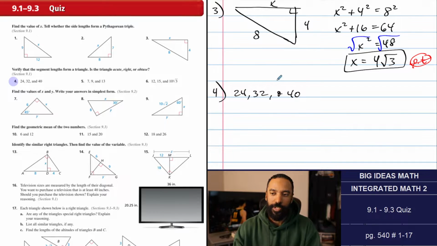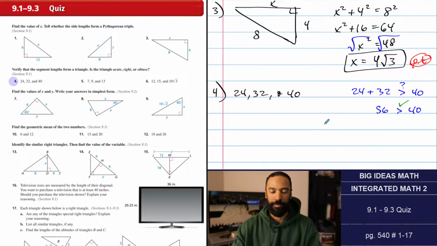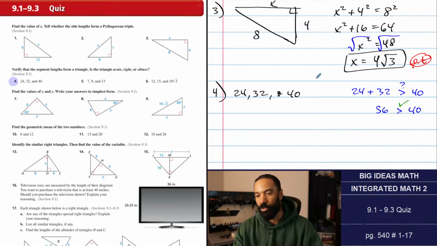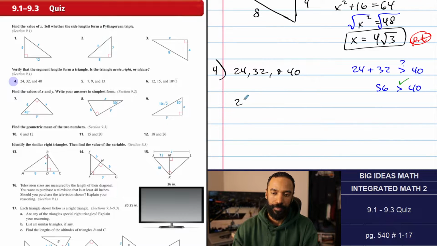So to verify it, we just got to make sure that when the two smaller values add up, it is indeed greater than the third side itself. That's the triangle inequality theorem. 56 is indeed greater than 40. So we verified it's a triangle. Now, is it a right triangle, or is it acute, or is it obtuse? That's the question at play. So let's go ahead and take a look.